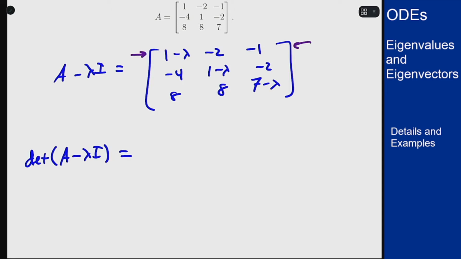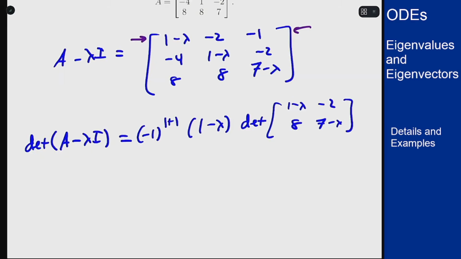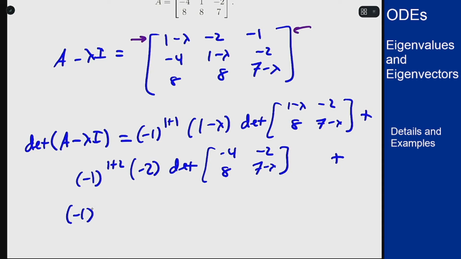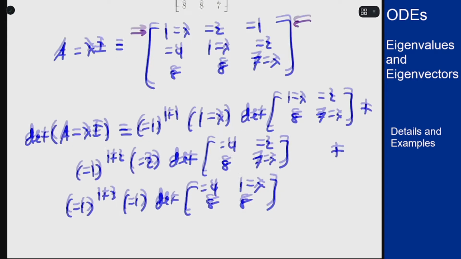The first is always negative 1 to the 1 plus 1, which is positive, times 1 minus lambda times the determinant of the opposite matrix. And then we'll see negative 1 to the 1 plus 2, which will be odd, or negative 1. Negative 2, determinant of that bit. Negative 1 to the 1 plus 3. Negative 1, determinant of that minor. And so working all this out, we're going to see the following.